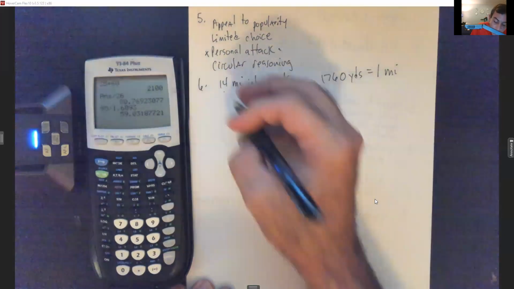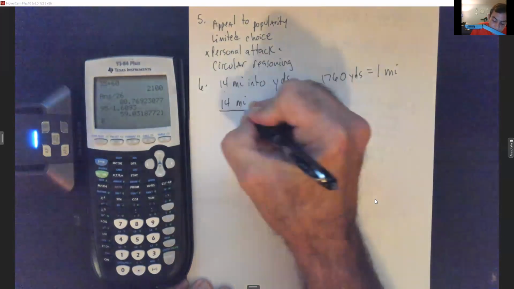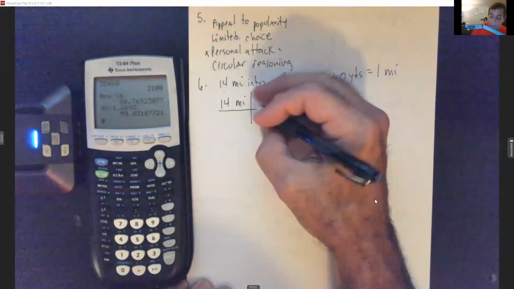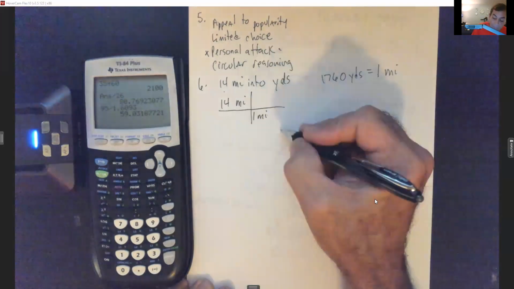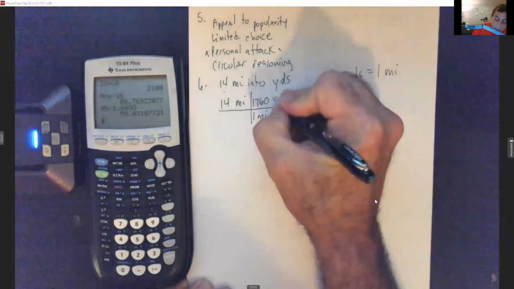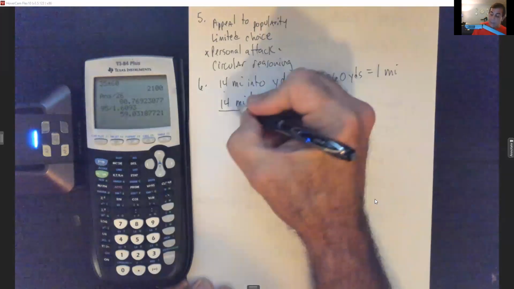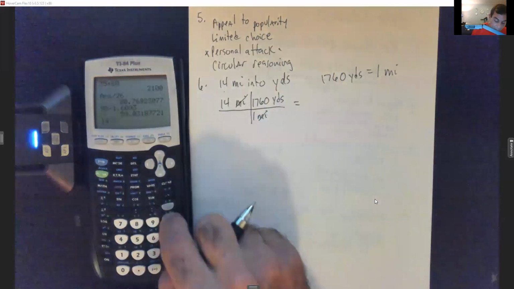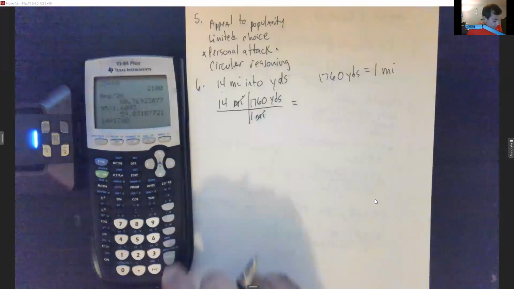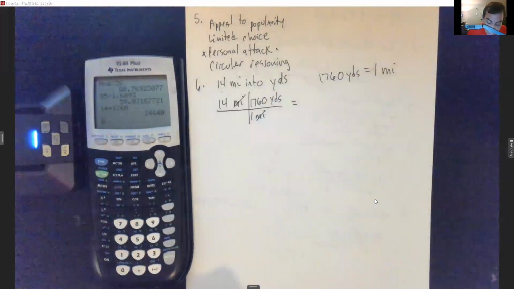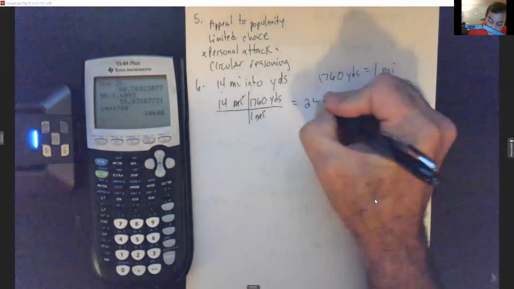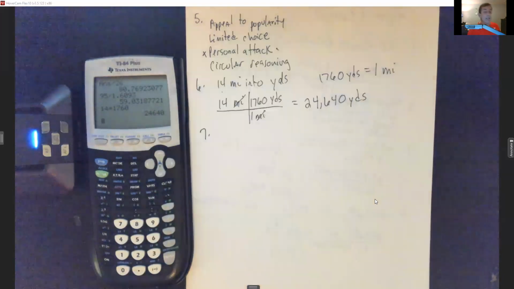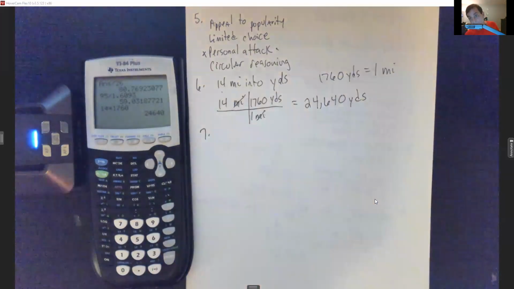So we start with the 14 miles they gave us. And we know over here that for every 1 mile, notice how I put the miles on bottom so they'll cancel. That's equal to 1,760 yards. So the miles will cancel. I end up in yards like I need. So I only have to multiply 14 times 1760. And what are we getting? 24,640 yards. Okay, so we knew there'd be a lot more yards than miles on that one.